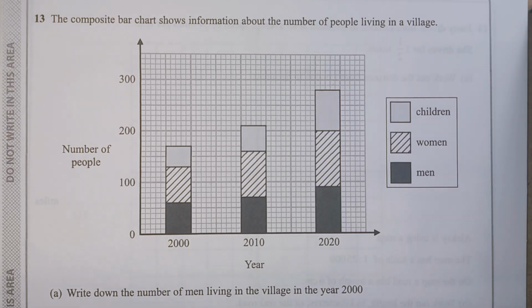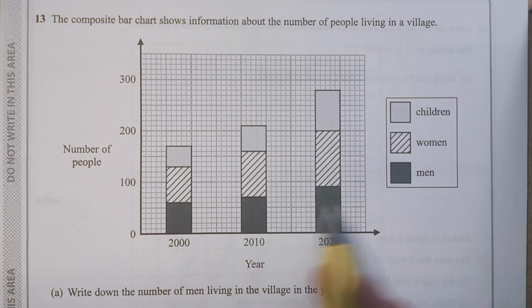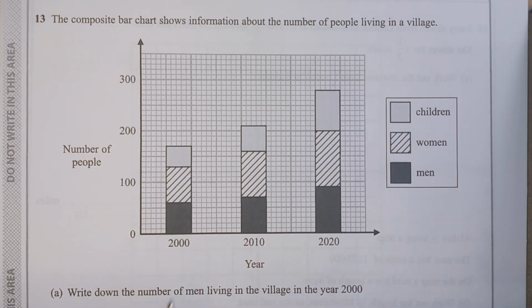Question 13. The composite bar chart shows information about the number of people living in a village. And a composite bar chart just means you've got information in different parts of the same bar. So for example here, the number of people in 2000, this black area represents the number of men, the stripy lines are the number of women, and children up in this grey bit at the top. Write down the number of men living in the village in the year 2000.